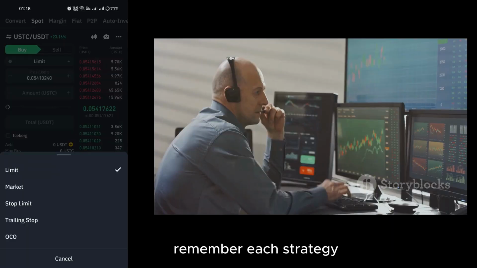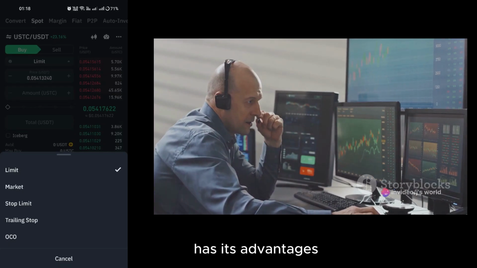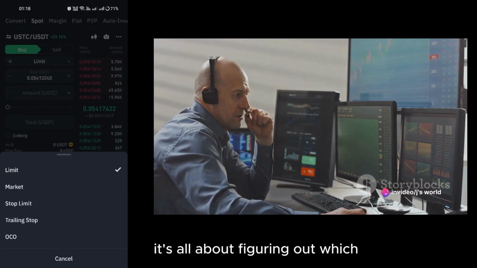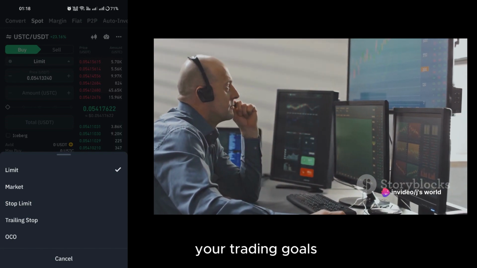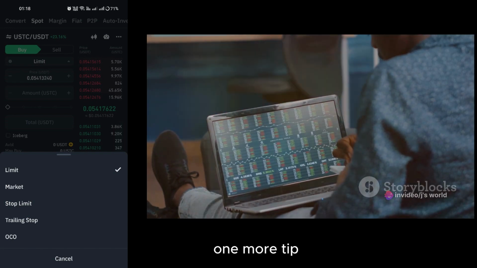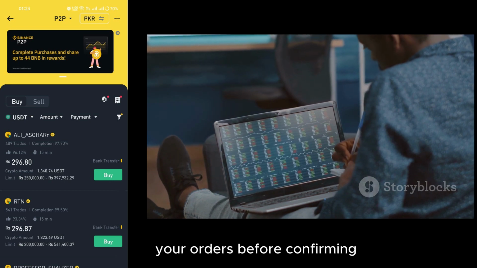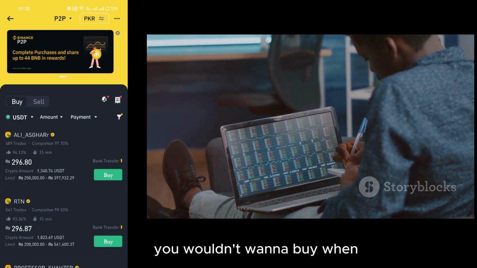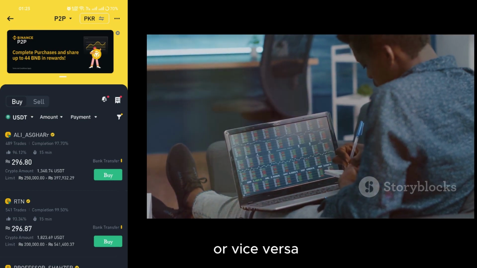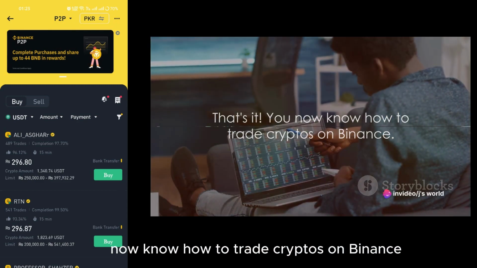Remember, each strategy has its advantages and trade-offs. It's all about figuring out which one aligns best with your trading goals and risk tolerance. One more tip, don't forget to review your orders before confirming. You wouldn't want to buy when you meant to sell or vice versa. That's it, you now know how to trade cryptos on Binance.